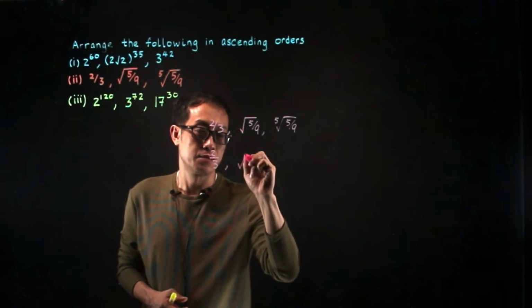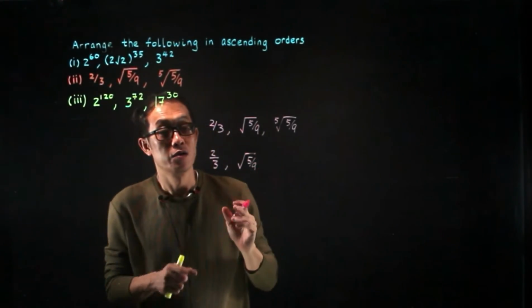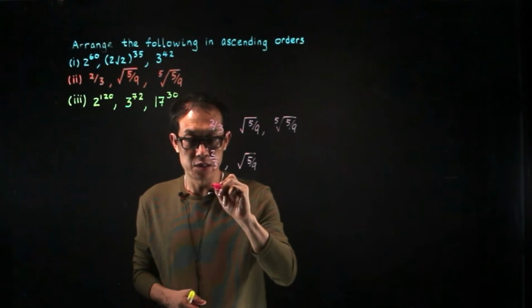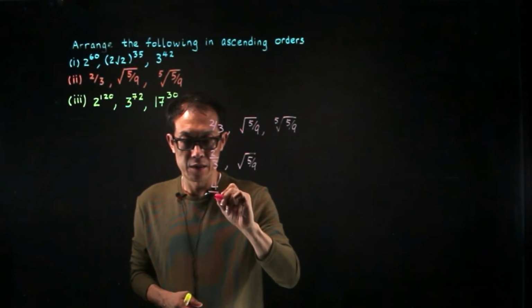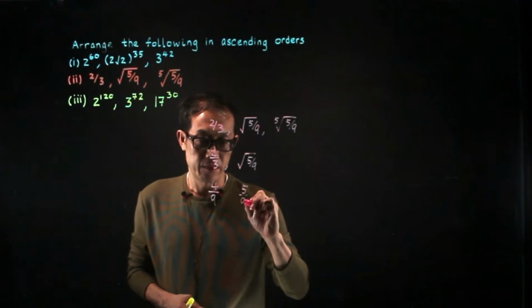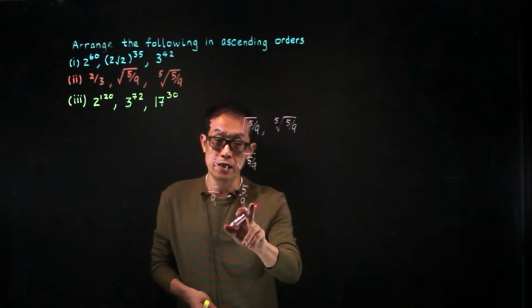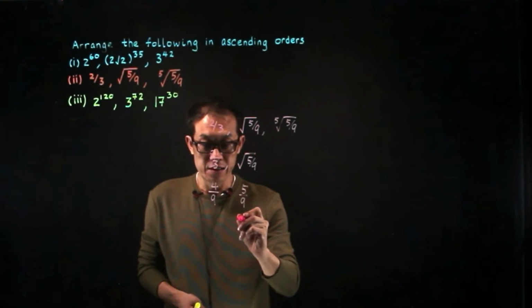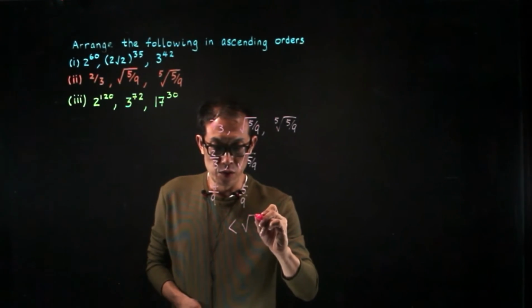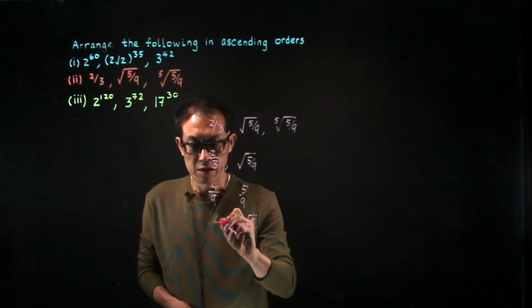It's quite hard to imagine with the square root, so I square both sides. So this is 4 over 9 compared to 5 over 9. Now you realize that this is bigger. So in this case, root 5 over 9 would be bigger than 4 over 9.